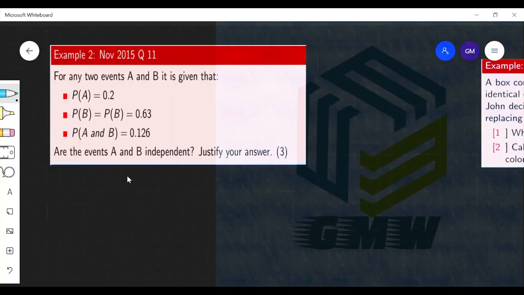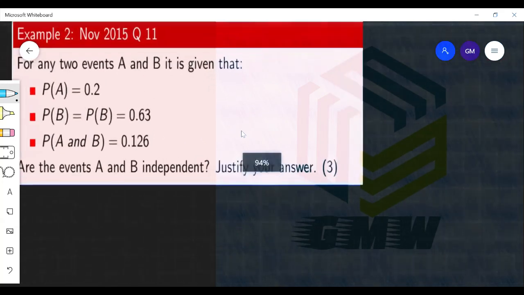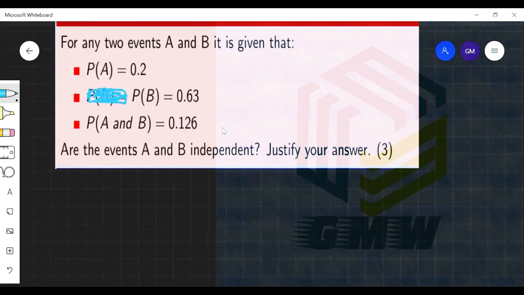Then another one. In 2015, it said, for any two events A and B, it is given that probability of A is 0.2, the probability of B is 0.63, and probability of A and B is 0.126. That's information given, right? Yes.